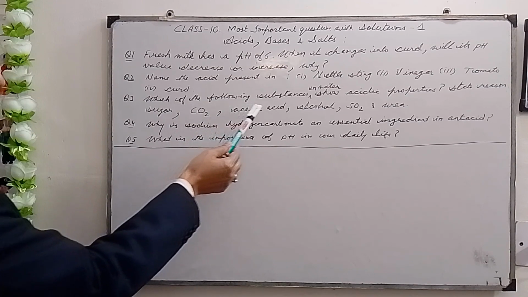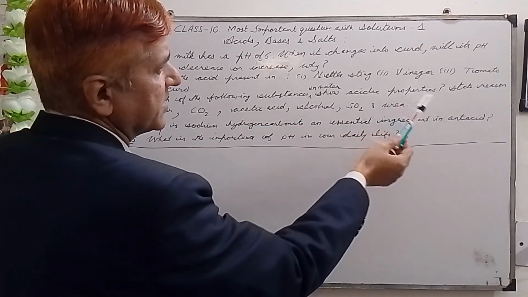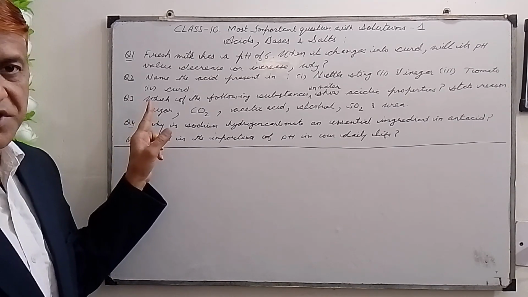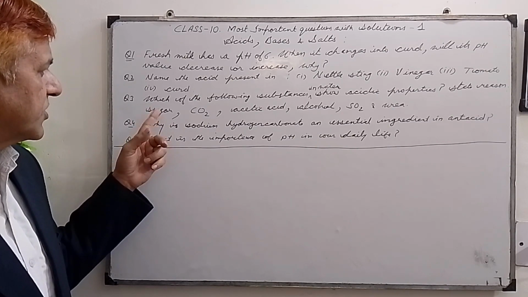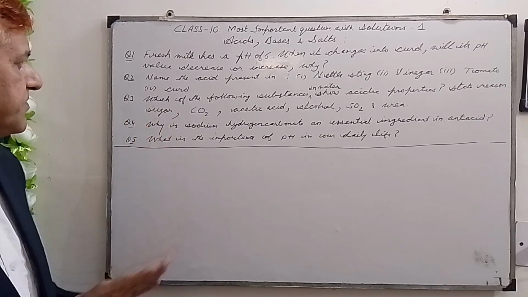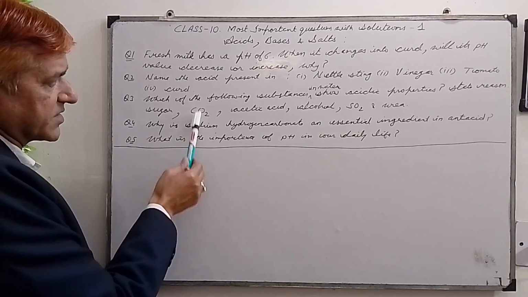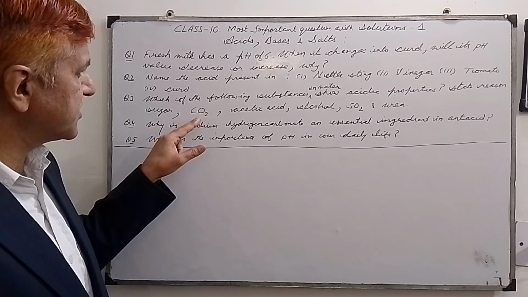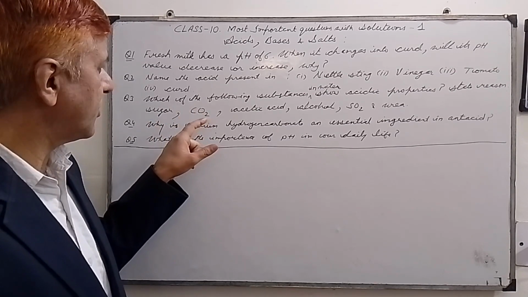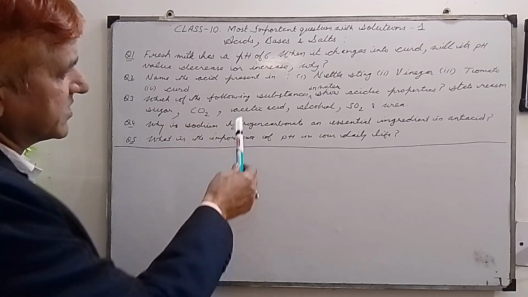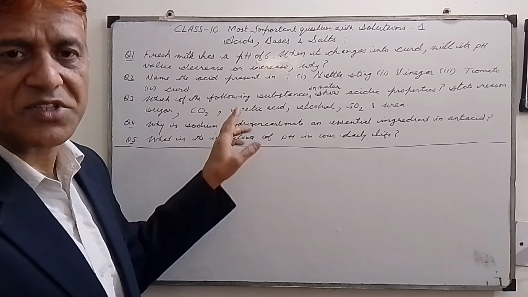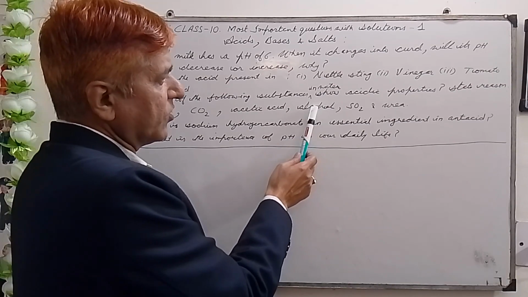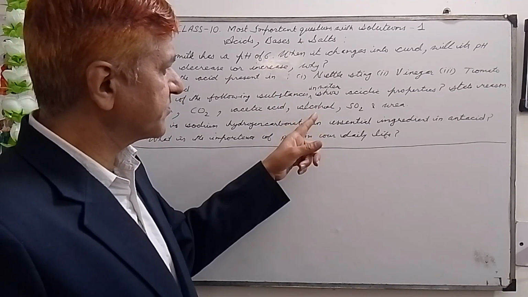Question number 3. Which of the following substances in water show acidic properties? State reason. Sugar, when dissolved in water, will not show acidic property because it will not dissociate into H ions. Carbon dioxide, yes, because when carbon dioxide is dissolved in water, the solution becomes acidic due to the formation of which acid? Carbonic acid. Acetic acid when dissolved in water, yes, 100% it will show acidic character because it is already an acid.